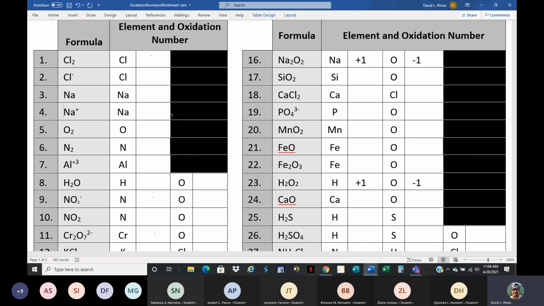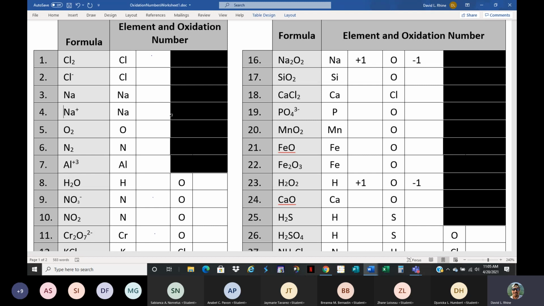All right, so first, any uncombined element. If you just have one element and you don't have any pluses or minuses, then its oxidation number is 0. If you have a monatomic ion, then its oxidation number is just its charge. So that takes care of the first 7 of them. If you don't see a plus or a minus, it's 0.